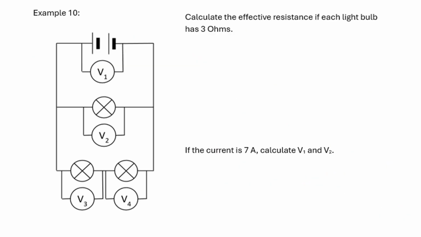This is example 10. Again, it's more of a grade 10 question, but you could potentially get it in grade 11, grade 9 if your teacher was being a little bit mean. Okay. So it says calculate the effective resistance if each light bulb has 3 ohms. So they're telling us this one has 3, this one has 3, and this one has 3. So all 3 light bulbs have 3 ohms. That's their resistance. V1, V3, and V4 are all measuring each of those.